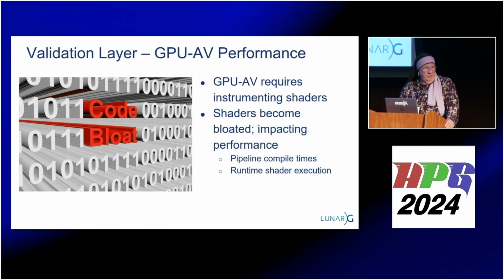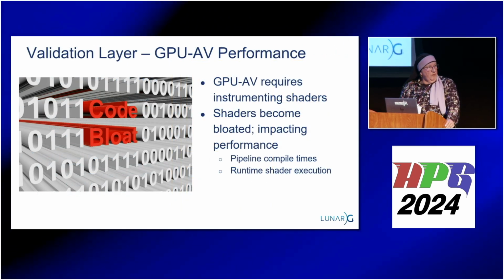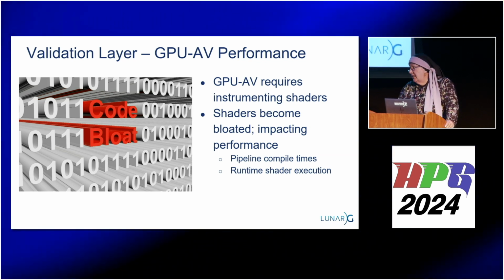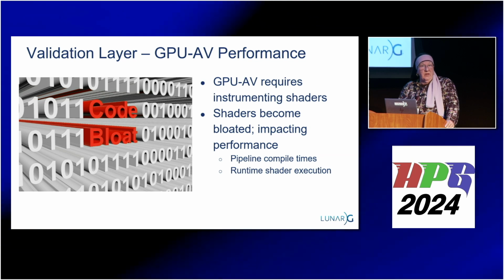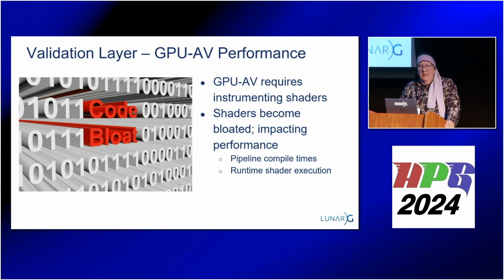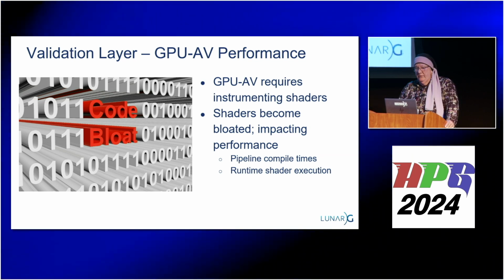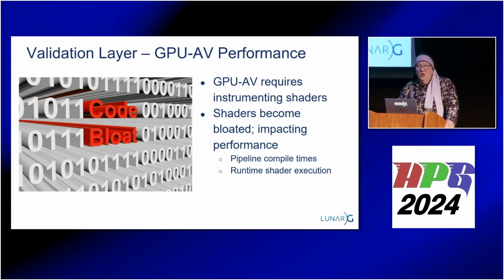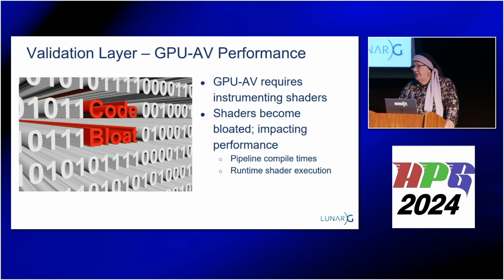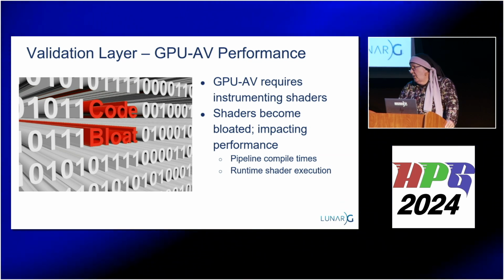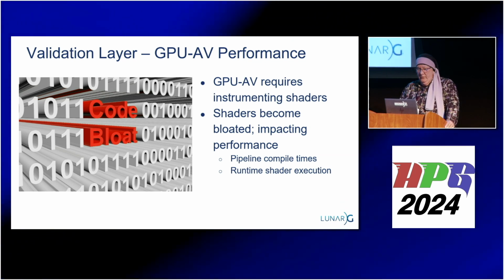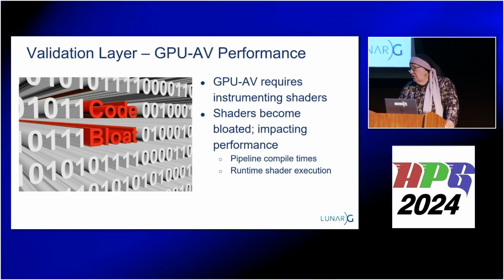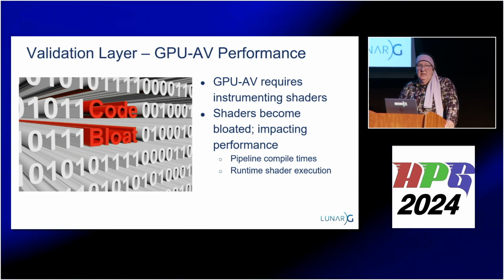I talk about GPU AV, but we have performance issues with the GPU-assisted validation. We have to instrument shaders that will be executed on the GPU to do that validation. This can result in bloating of these shaders, and it can hurt performance. Pipeline compile times, runtime shader execution. This is currently top priority by one of my top engineers inside LunarG to investigate this problem and find a way that we can improve the performance, because we have to be able to instrument shaders and do validation on the GPU due to the bindless nature of the Vulkan API.